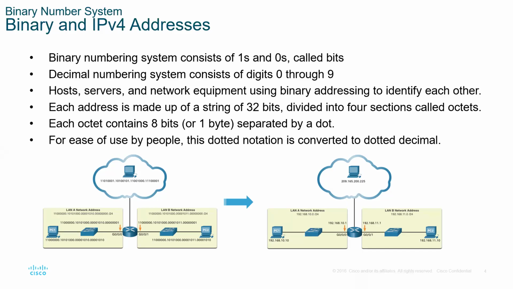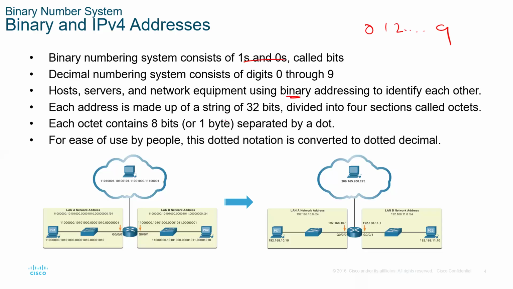The decimal numbering system consists of digits 0 to 9. That's 10 digits, but it's 0 to 9. So this is what we call decimal: 0, 1, 2, up to 9, right? Host servers and network equipment use binary addressing to identify each other. Our networking devices use these ones and zeros.